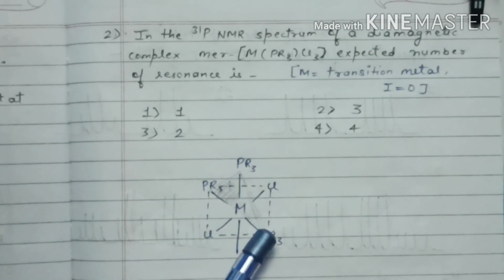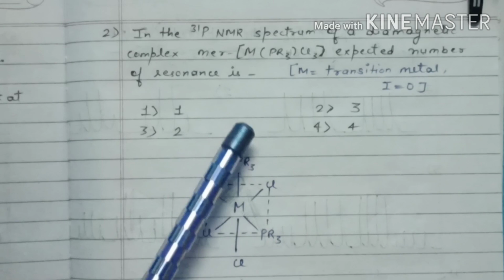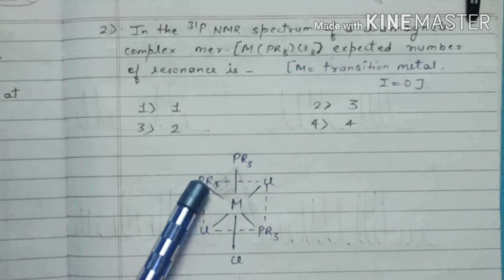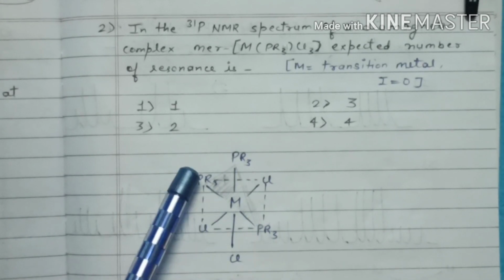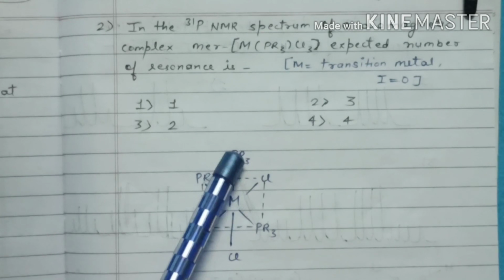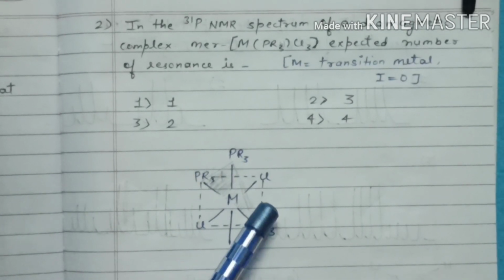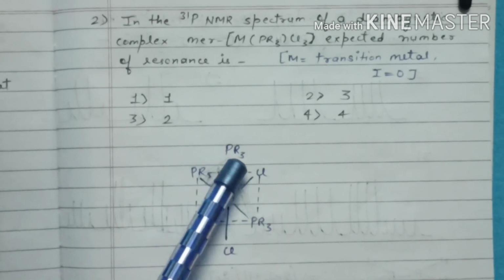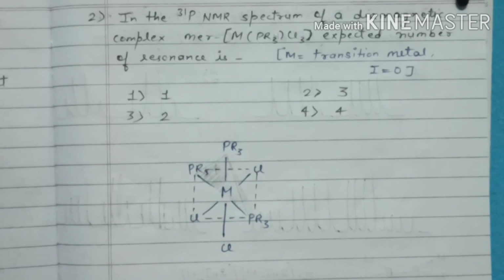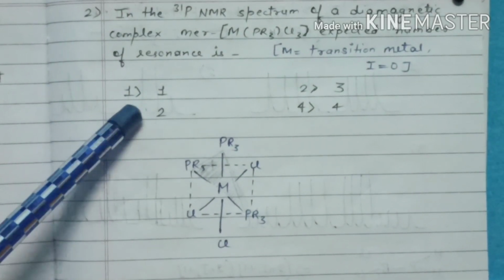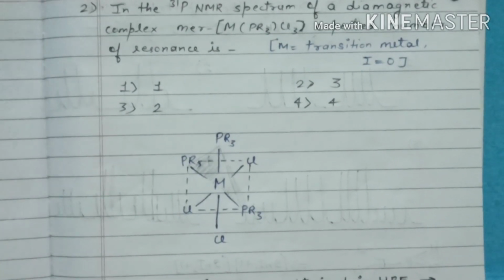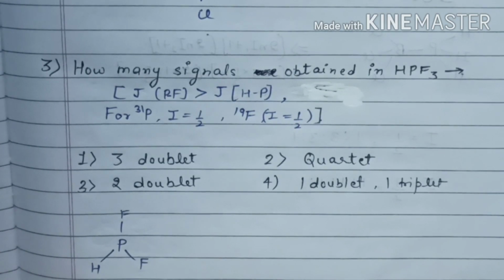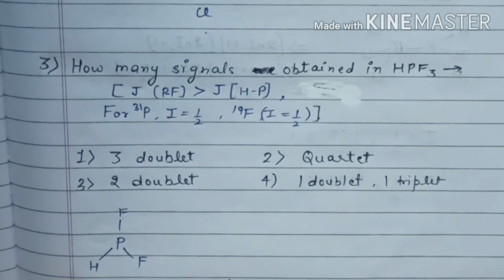PR3, PR3, PR3. These three groups are present on a vertical plane. So these two equatorial PR3 are equivalent, but this one is not equivalent to these two groups. So we will get two signals, one for these two equatorial groups and one for this axial group. So the correct option is the third one. Two signals we obtained.